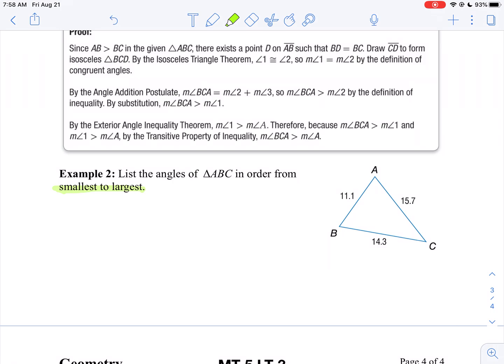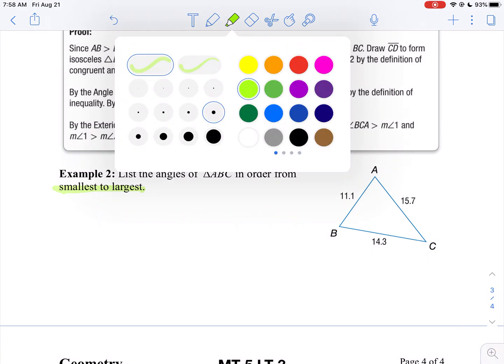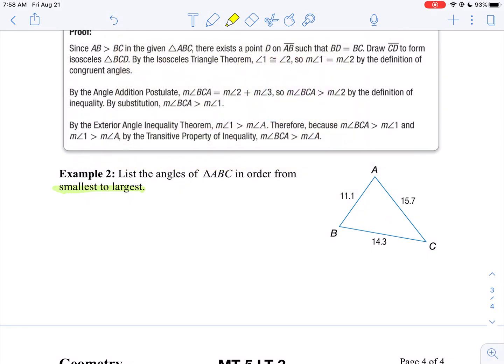So what happens is I look at the smallest side. Which side is the smallest side? Well, the smallest side is 11.1. So what angle? When I say angle, I mean opposite it. If I go across from that side, what angle do you start with? Well, you start with angle C. Then we're going to look at the next biggest side. Well, the next biggest side is going to be 14.3. What's opposite that? Well, that'll be angle A. And there's only 3 angles, so the biggest angle is angle B, and that's opposite the biggest side.